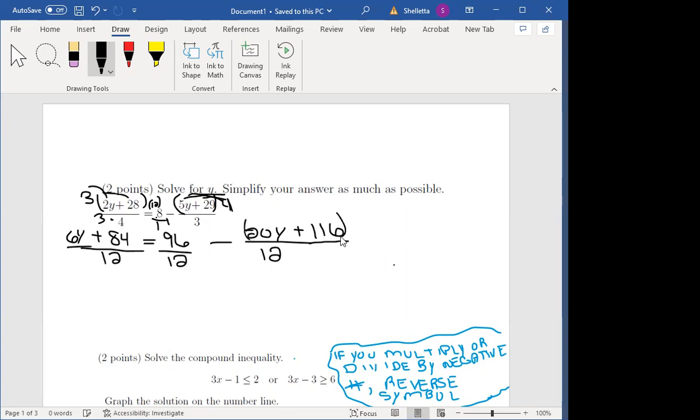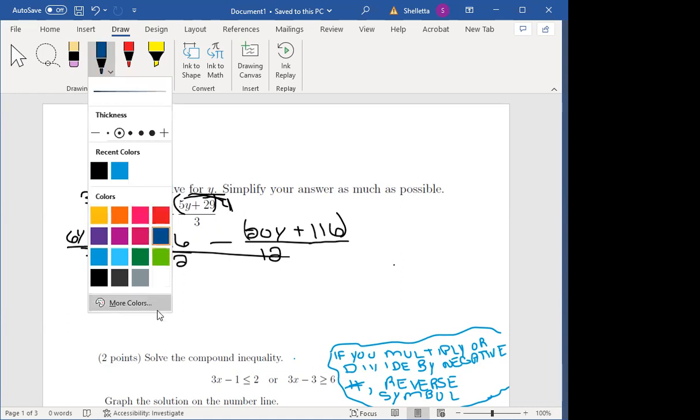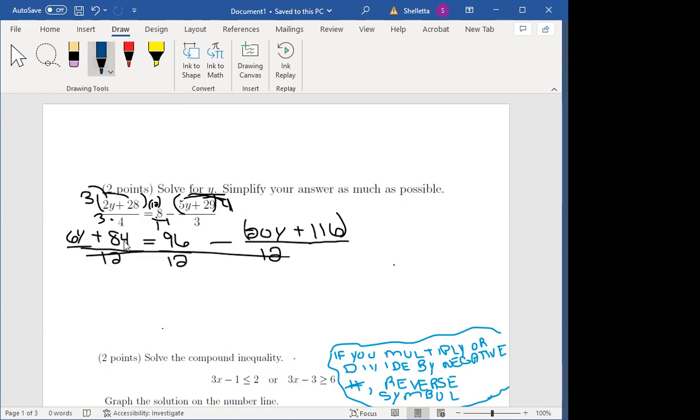Now, from there, we can actually eliminate our denominator and just rewrite this expression using the numerators only. So we want to rewrite just our numerators, right? We're eliminating the denominator. We'll have 6y plus 84 equals 96. And it's minus this entire expression. So you have to apply that minus sign to the 20y. It'll be minus 20y. And then minus 116.